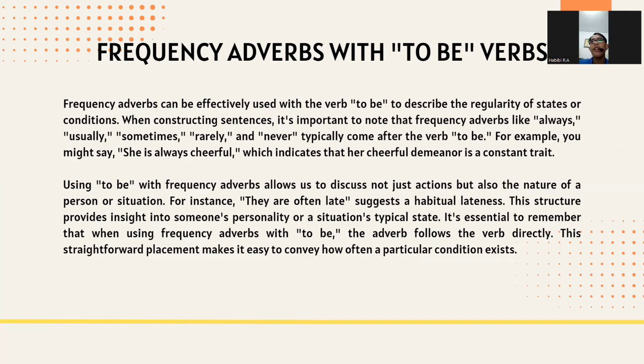For instance, they are often late suggests a habitual lateness. The structure provides insight into someone's personality or a situation's typical state. It's essential to remember that when using frequency adverbs with to be, the adverb follows the verb directly. These straightforward placements make it easy to convey how often a particular condition exists.